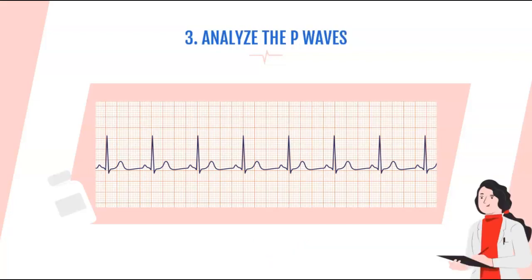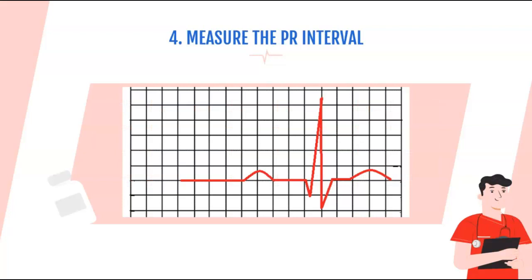Step 3 is analyzing the P waves. You should check that the P wave shape is consistent throughout the strip. Ask these questions. Are the P waves present? Is there one P wave for each QRS complex? Are the P waves smooth, round, and upright in appearance, or are they inverted? And do all P waves look similar? In this example, all the P waves are round, upright, similar in shape, and before each QRS complex, which is a normal finding.